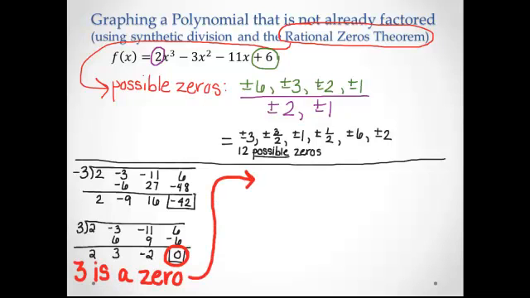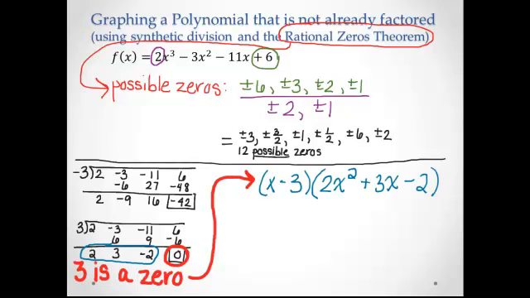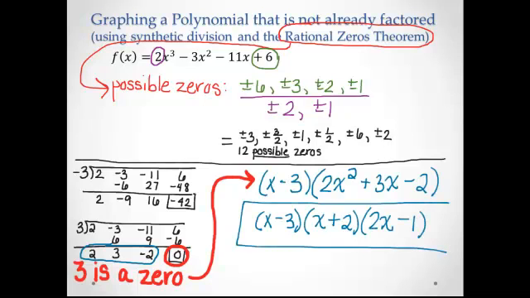Now this allows us to break our problem up into factored form. So x minus 3 is one of the factors, and the other factor comes from the other numbers below in synthetic division. The first one, 2, is the x squared term, the next one, 3, is the x term, and the final one, -2, is the constant term. Then 2x squared plus 3x minus 2 factors further. So we end up with x minus 3 times x plus 2 times 2x minus 1. Now we have our function in factored form, so we're going to complete the rest of the steps.